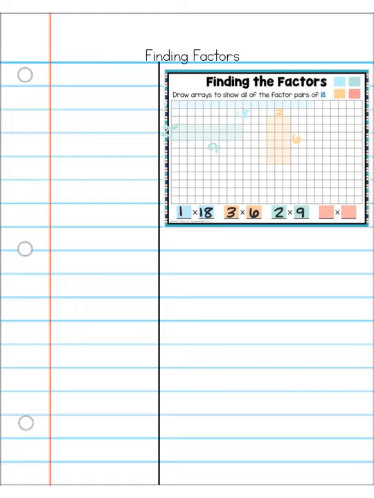And there are no other ways that I can arrange these blocks to have even sides and cover 18 blocks, because I'm looking for a perfect rectangle. So my factors are 1, 2, 3, 6, 9, and 18. So we've talked about 3 different ways that you can find the factors of a number today. You can use whichever way is easiest for you, but the key thing to remember is always use 1 first. So always use 1 and the number itself to get you started.